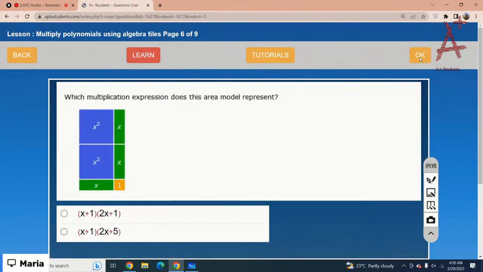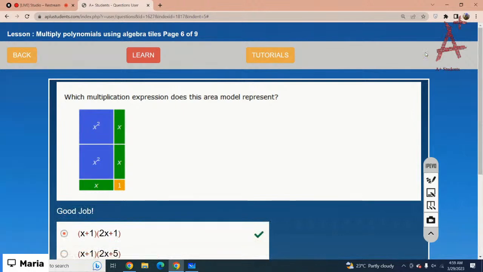Which multiplication expression does the area model represent? You are given the area model. Area is the length times width, so just calculate length. Here you have just one x tile and one, so it would be x plus 1. Here you have two tiles for the x, so it would be 2x plus 1. So it represents x plus 1 and 2x plus 1. So option number 1 is the correct option. Just select the correct option and click on the OK button.